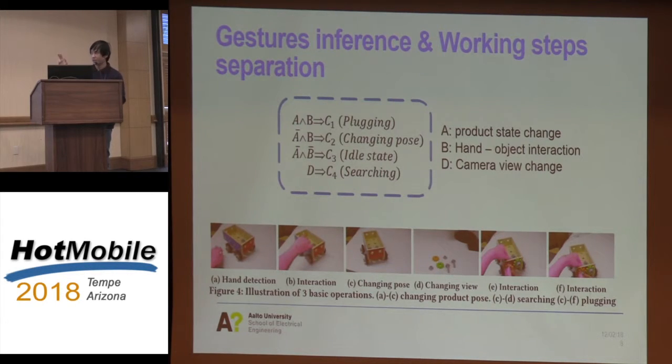So we go to the gesture inference here. Several operations can be inferred from the sequence of events. So we get A and B. Plugging means there's a product state change and hand object interaction, that means the user will plug something in. The second is no product state change but there's hand object interaction, which means the user is just holding the assembled product, looking and examining something. The third is neither event, so the user is not doing anything, and we call it the idle state. And the final one is the change of view by the user, which can imply a searching activity.